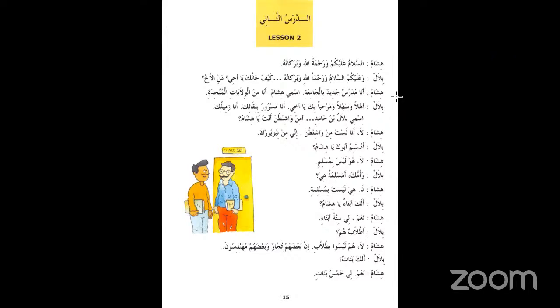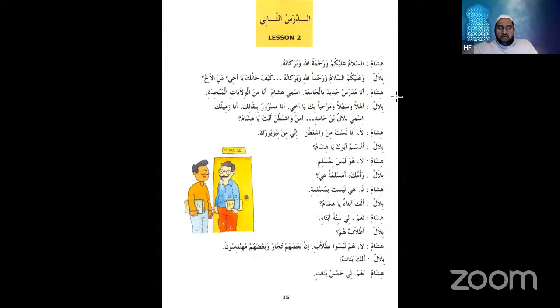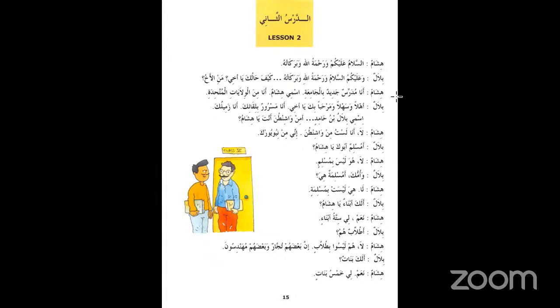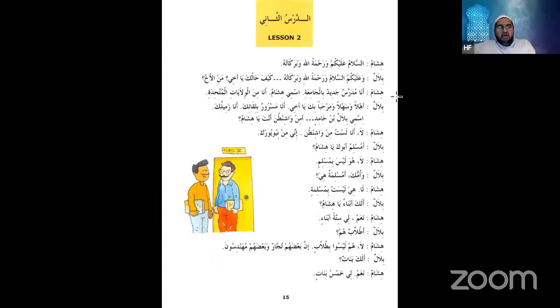Ana mudarrisun jadid, I am a new teacher at the university. Now, ana mudarrisun jadid. The word jadid, what relationship does it have with mudarrisun? Jadidun is an adjective, right? Excellent. MashaAllah. Yes. Ana mudarrisun jadid. Jadidun is an adjective, and that's the reason why it's following the same harakat as mudarrisun, correct? And ana is the mubtada, mudarrisun jadidun is the khabar.